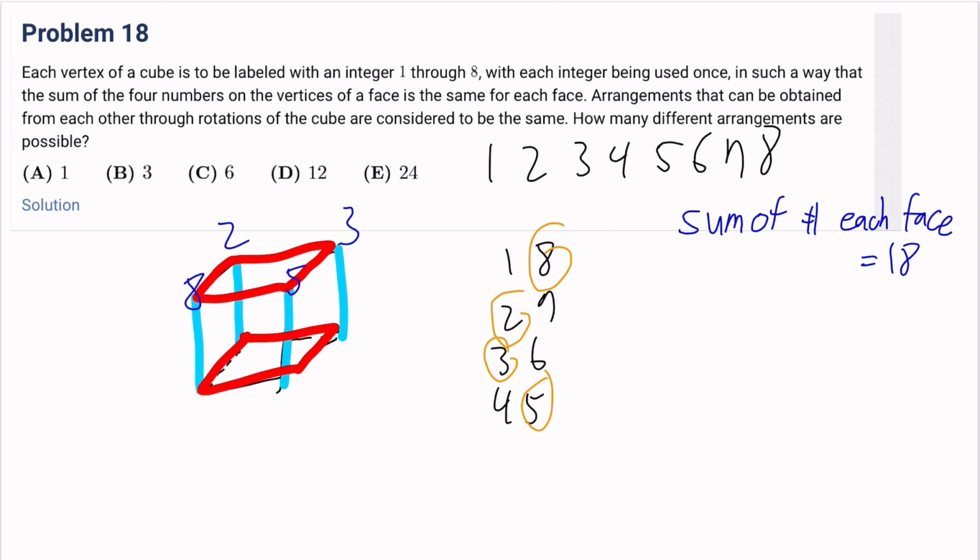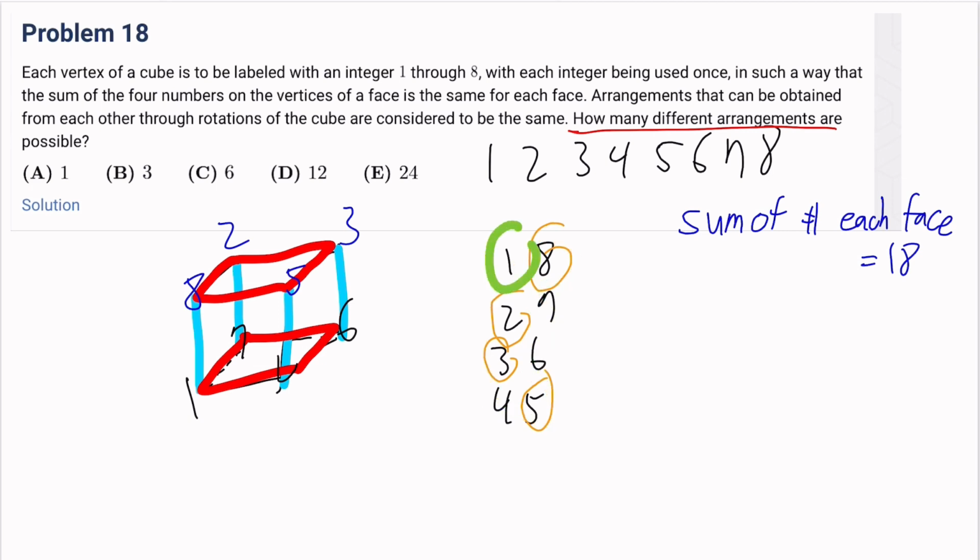And if that were to happen, then the bottom face would automatically be, since this is 2, this is 7, since this is 3, then this would be 6, since this is 5, that would be 4, and since this is 8, then the bottom would be 1. And so this would be the cube, right? But then what we want is how many different arrangements are possible, right?